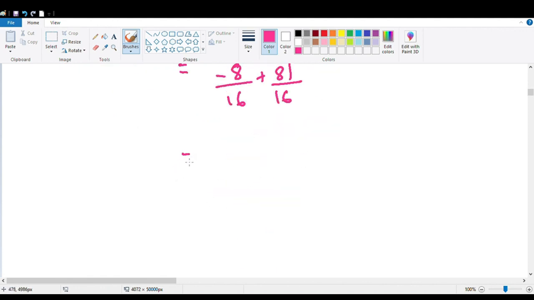And now we're just going to write them together. Same thing again over here, and it's going to be 73 over 16 on this side. And over here, it's going to be x minus 9 over 4.